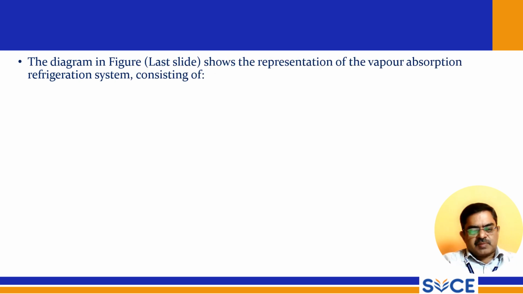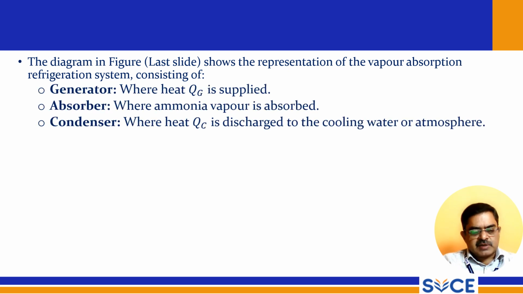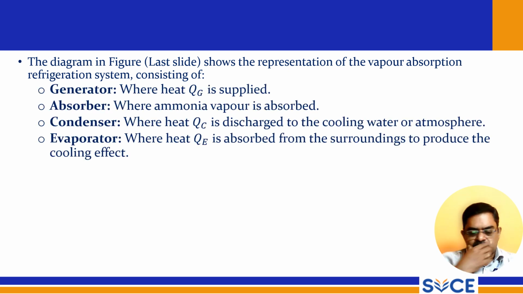Here is the representation of the vapor absorption refrigeration system, which consists of generator, absorber, condenser, evaporator. From the earlier diagram, we can match the same diagram with the refrigeration system. Here, the generator is where heat Qg is supplied, the absorber is where ammonia vapor is absorbed, the condenser is where heat is discharged to the cooling water or atmosphere, and the evaporator is where heat QE is absorbed from the surroundings to produce the cooling effect.